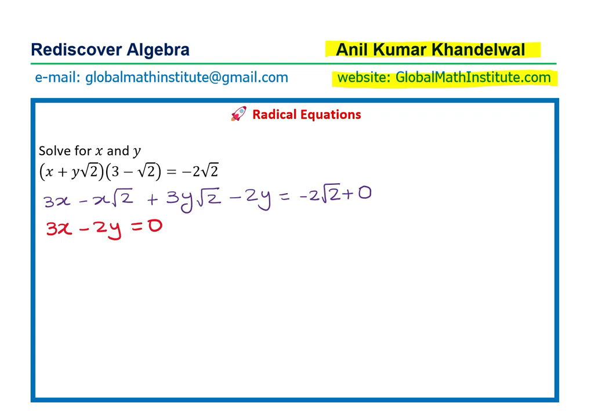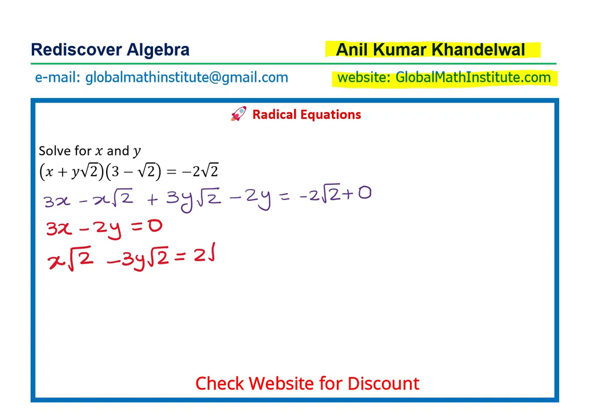because there is no term without √2 on the right hand side. The other terms are with √2. That gives us the second equation, which is minus x√2 plus 3y√2 equals minus 2√2. So these are all with √2, right? So we could make this the second equation, and of course, we can take away √2.